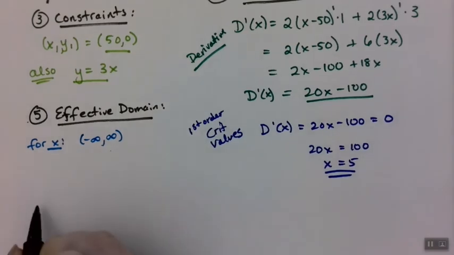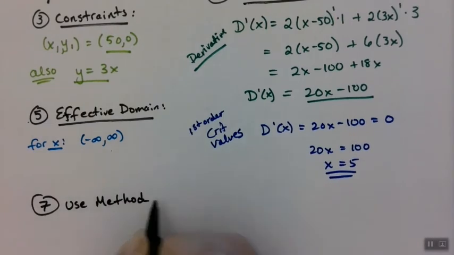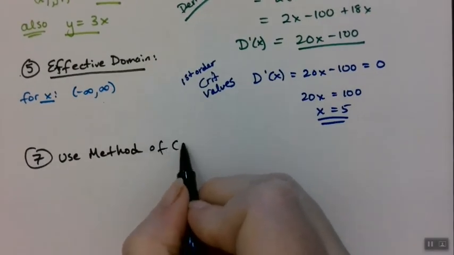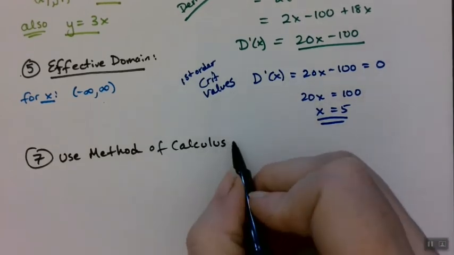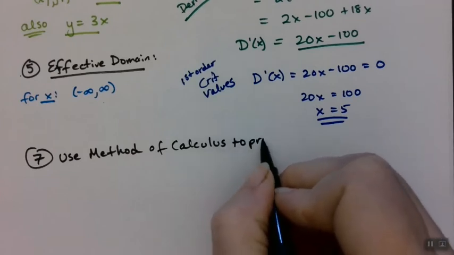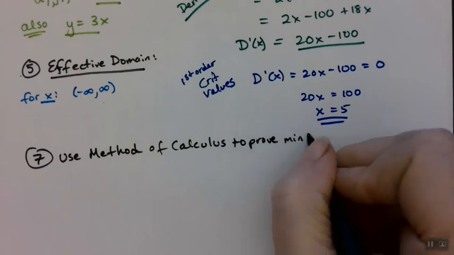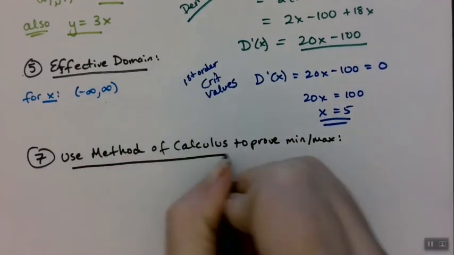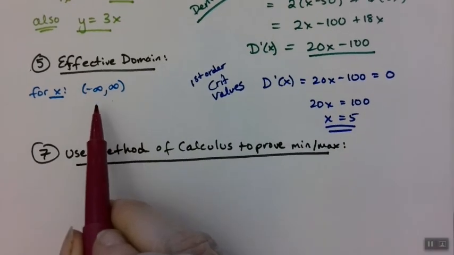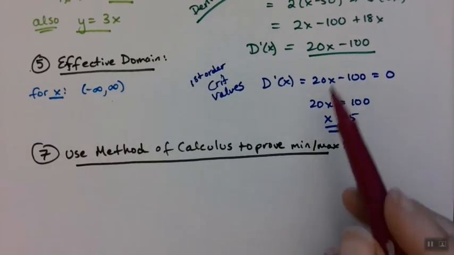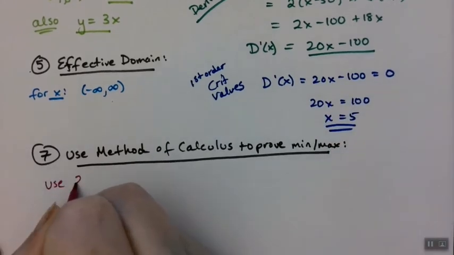So then step 7, we need to use a method of calculus in order to prove that this is the minimum or maximum. We were looking for the minimum. Use method of calculus to prove min-max, although we're trying to prove minimum in our particular case. So which method are we going to use? Well, we have an open interval for starters, and this second derivative is really easy to find, so we are going to use the second derivative method again.